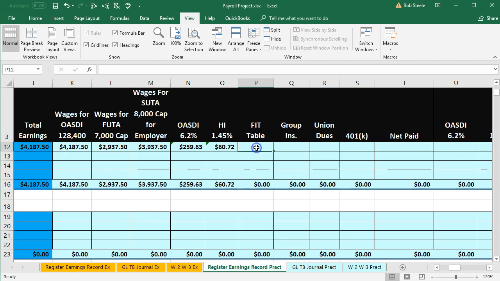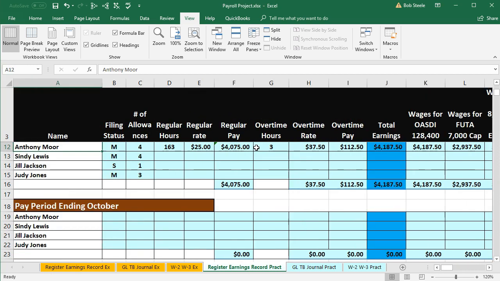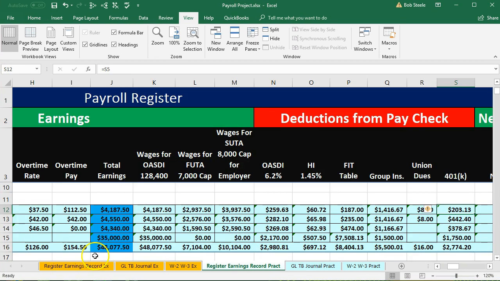This is going to be where we need to go to the table again, so I'm going to scroll back to the left. Note that when we look up the federal income tax, the FIT within the table, we will be using total earnings, which isn't exactly correct.